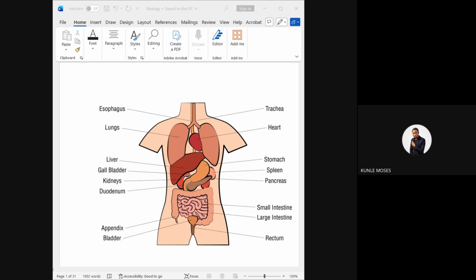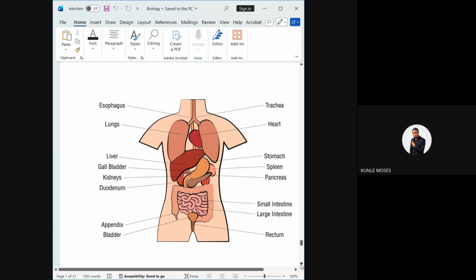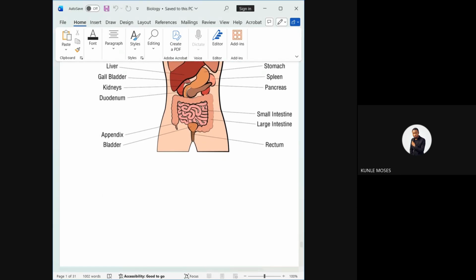All right, very good. So let's quickly go to the functions. I'll just give you the two functions of the human digestive system. They like this question also.